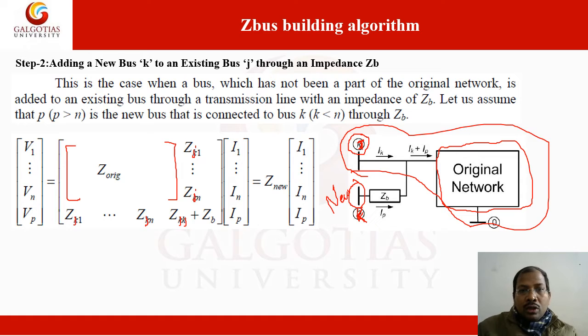So this jth row we have to write in this way, and this is one, and we can add a diagonal element with the ZB element, ZJJ plus ZB. So this is the second step.